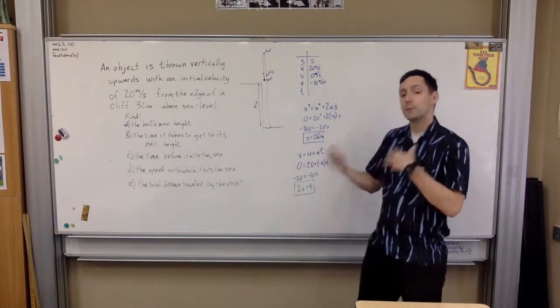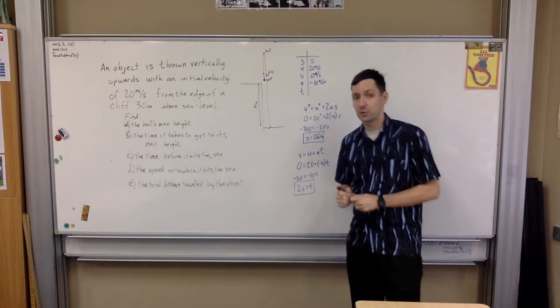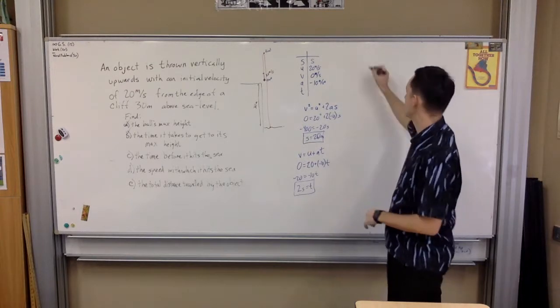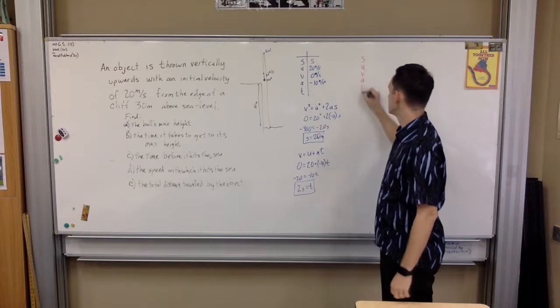Okay? So now I'm going to need to create a new table. It's not the same starting and final conditions anymore. So I got to create a new SUVAT table. All right? So I'm going to do this one in red for you. SUVAT.